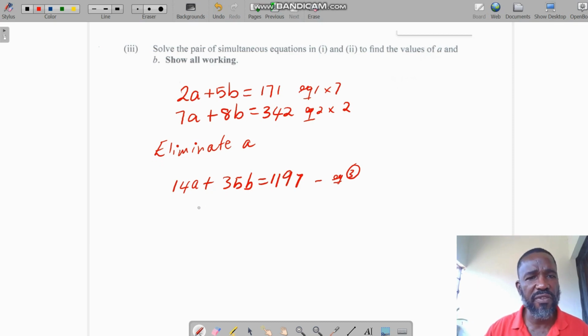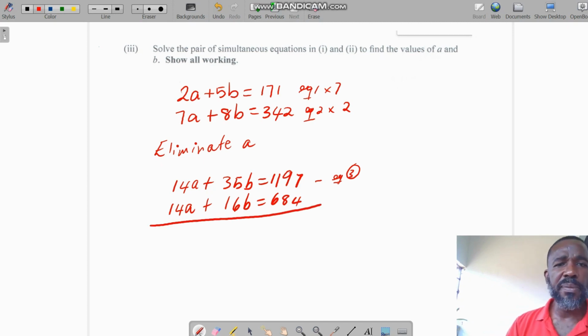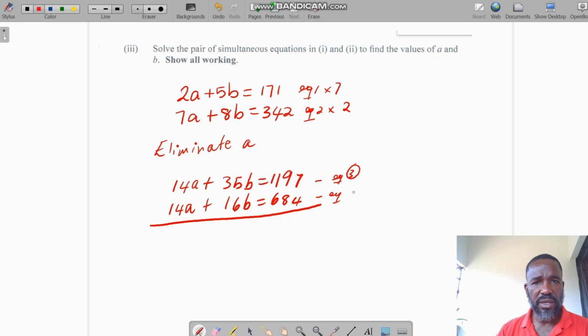Now we are going to multiply equation 2 by 2. So 2 times 7 will give you 14a plus 16b equal to 2 times 342. 2 fours are 8, 2 fours are 8, and 2 threes are 6, which will give us 684. Since we are eliminating A and the signs of A are the same, we are going to subtract equation 4 from equation 3.